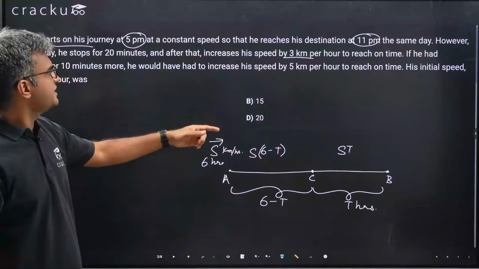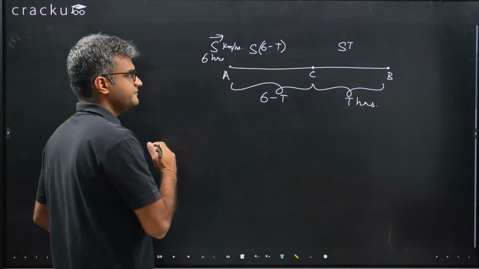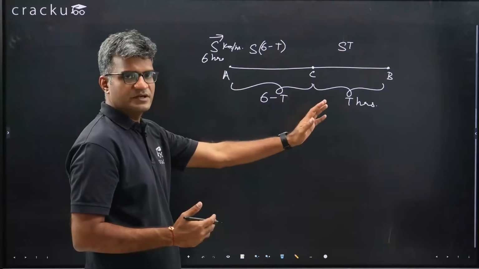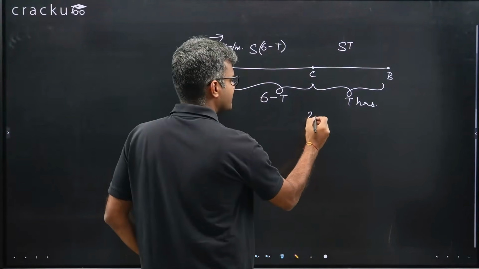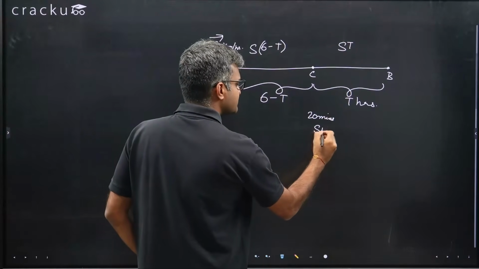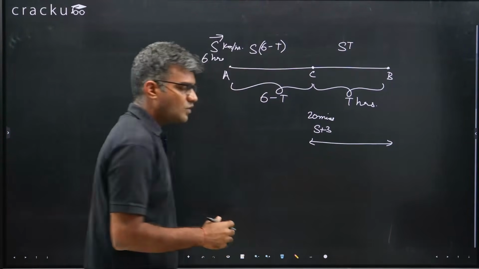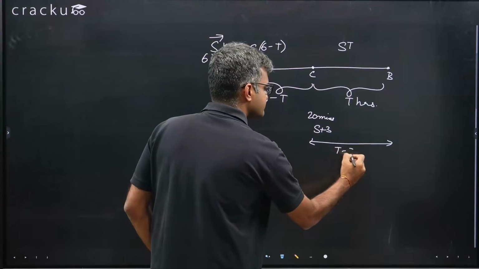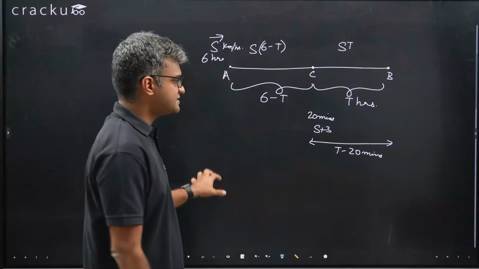To make up for the delay of 20 minutes, he increased his speed by 3 kilometers per hour. So if he went without any stoppage, he could go at S kilometers per hour. To go from C to B, the distance is ST, he would have reached in T hours. But because he waited here for 20 minutes, now his speed is S plus 3. And he still reaches on time. So what is the time it has taken him? Only the travel time. The travel time would be T minus 20 minutes. If you are expressing this in hours, it will be T minus 1 by 3.